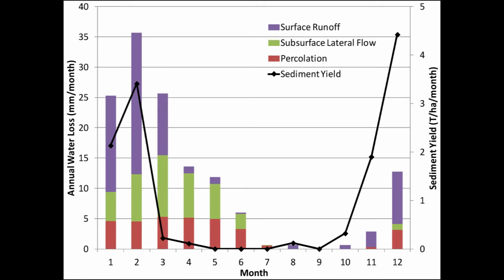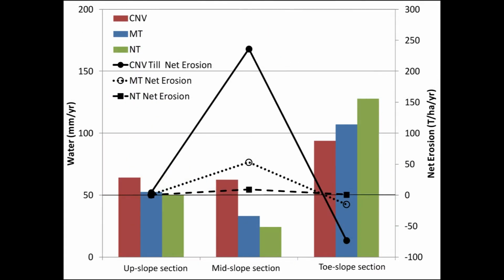The tool also lets you look at the monthly distribution. So if you want to know when is this occurring, and actually how is the water moving? Is it surface runoff, or is it subsurface lateral flow, or is it percolation? And you can also look at even within a hill slope, where is the soil erosion and runoff happening within this slope.